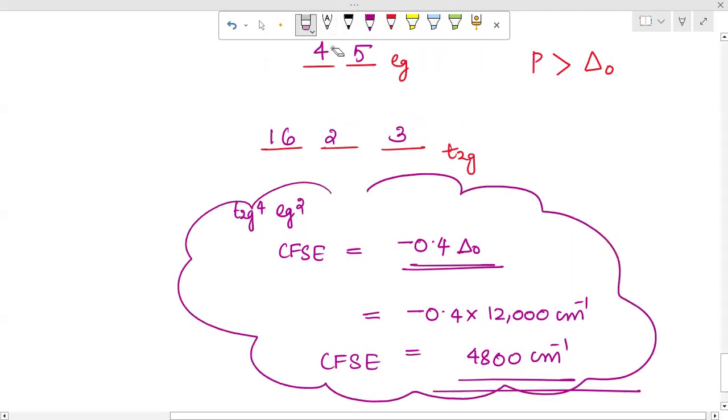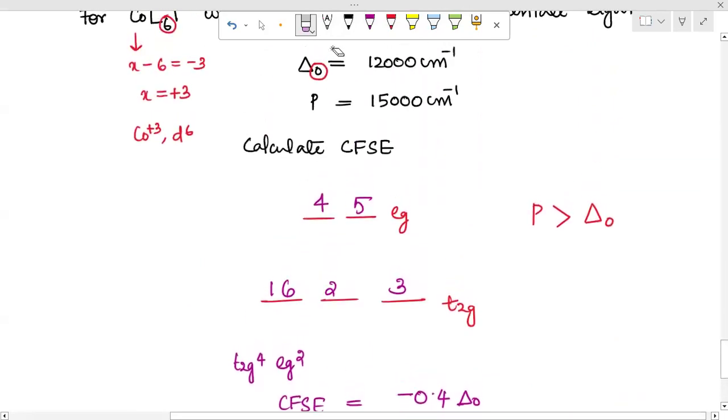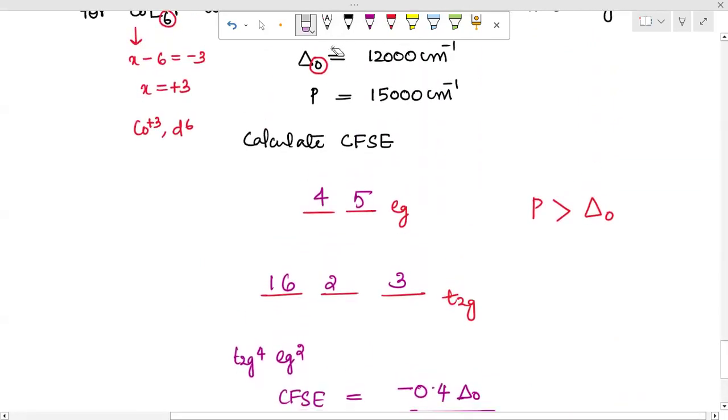You have to understand that if the pairing energy is high, first of all, it will try to overcome the splitting energy and then only pairing will happen. So this is what is important. The fourth one would come here. That is important, and that is because the pairing energy is high. All right.